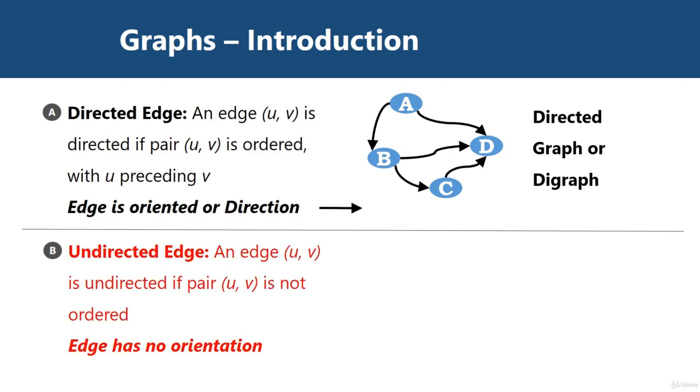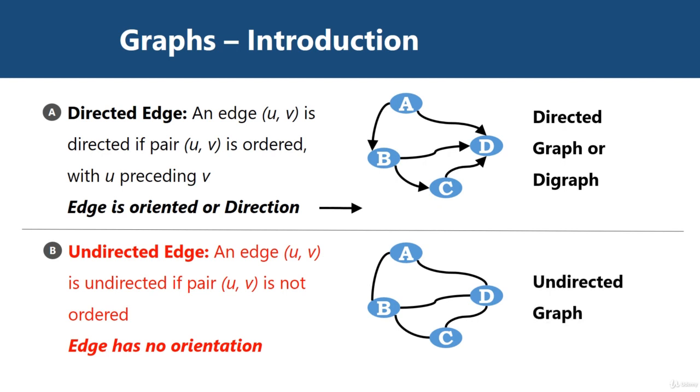An edge is an undirected edge if the pair U, V is not ordered. An undirected edge has no orientation. If all the edges in the graph are undirected, then the graph is an undirected graph. A graph which has both directed and undirected edges is known as a mixed graph.